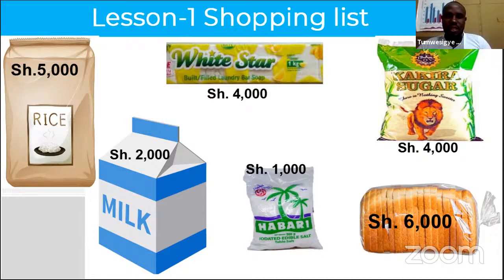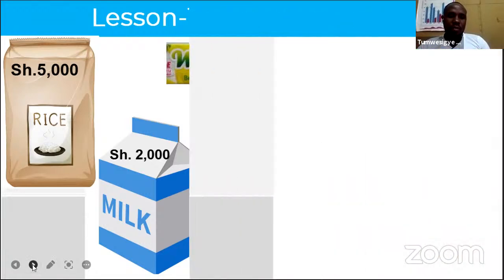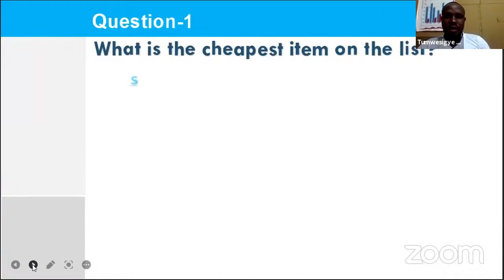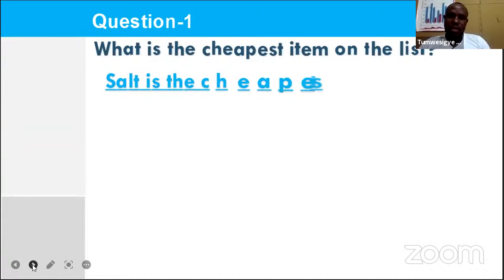I will be seeing the answers in the reaction panel. Okay, so according to what I see here, the item which was the cheapest, which was costing less money, is salt, because it has the least amount of money compared to all that is here. Therefore, we can go back to our question and answer that salt is the cheapest item altogether.